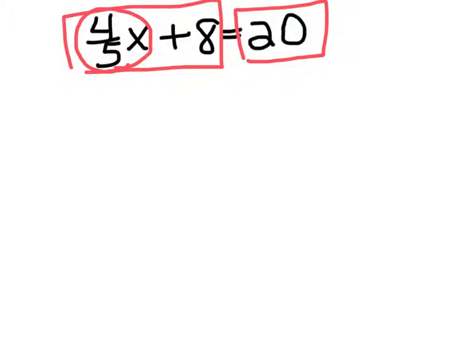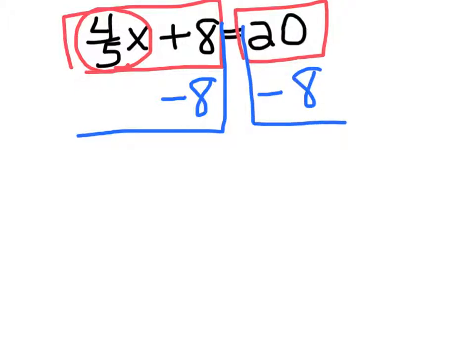How do we do that? What term is with 4/5 x plus 8 equals 20? Well, a positive 8 is with it. So how do we eliminate plus 8? Well, we subtract 8. So if we subtract 8 from the left side of our equal sign, then we must also subtract 8 from the right side. So when we do that, the only thing left on the left side, the only thing that remains is 4/5 x. Because a positive 8 minus 8 is 0, so we can just cross that out. Now that equals 20 minus 8, which is 12.